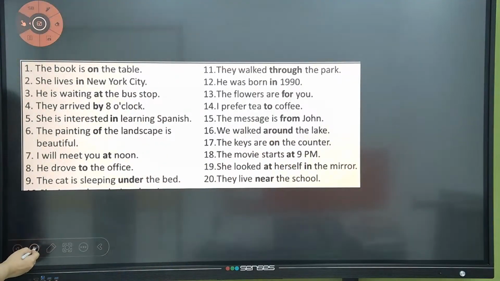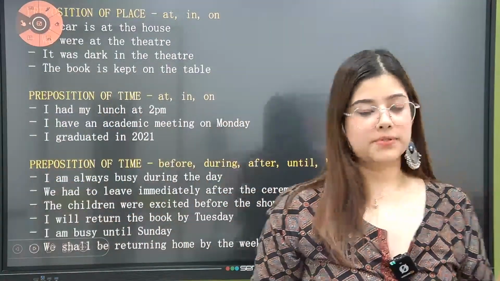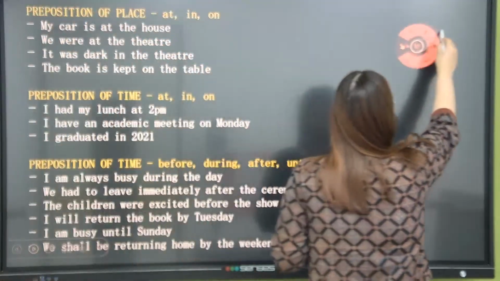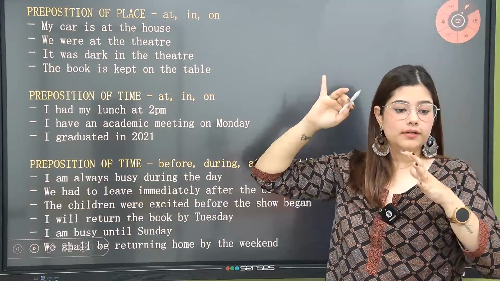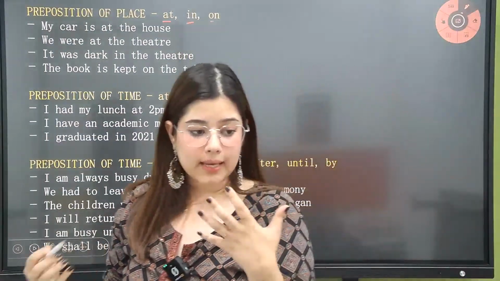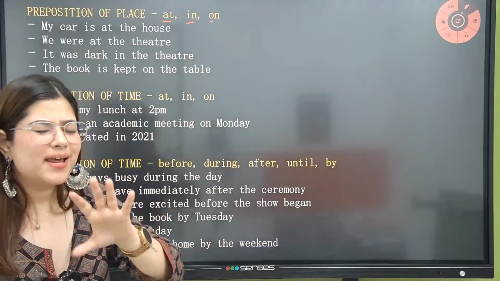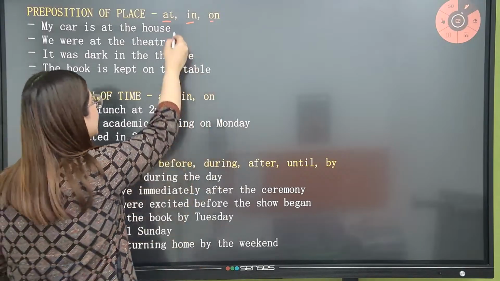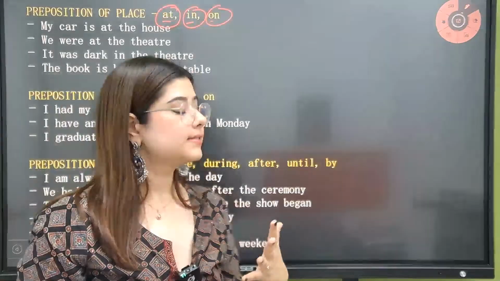So again, depending on what the preposition is telling us, there are different types of prepositions as well. First, preposition of place. Another important question that comes out of preposition is the difference between at, in, on. It sometimes gets confusing for the students because they are quite related. So let's try to understand. In preposition of place, we can use at, in, and on, but in different contexts.